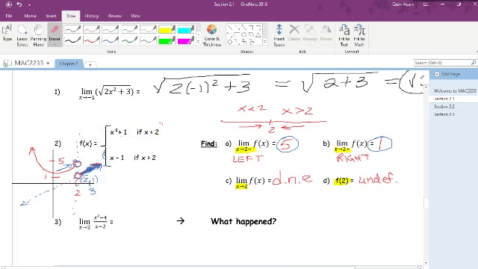Okay, so let's look at this next one. For this next one, what you want to do is try plugging in, but you're going to get 2 squared minus 4 over 2 minus 2. And what's the problem with that?